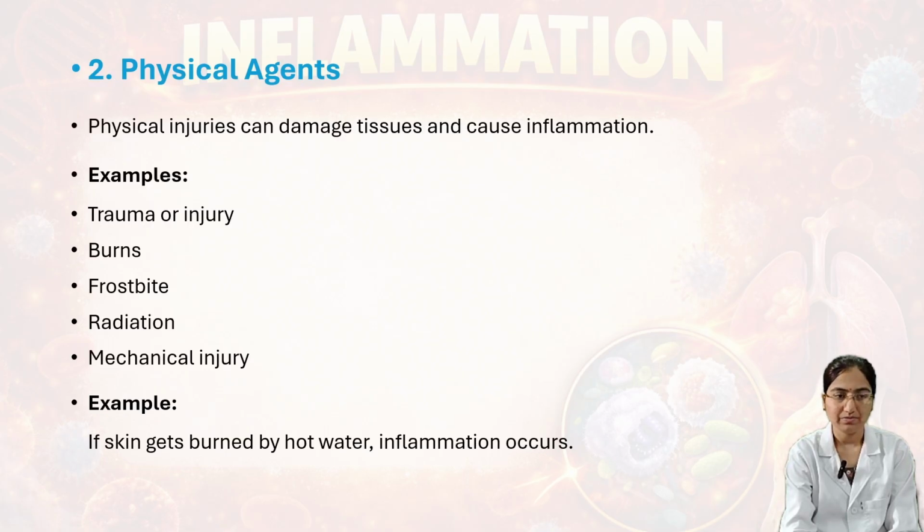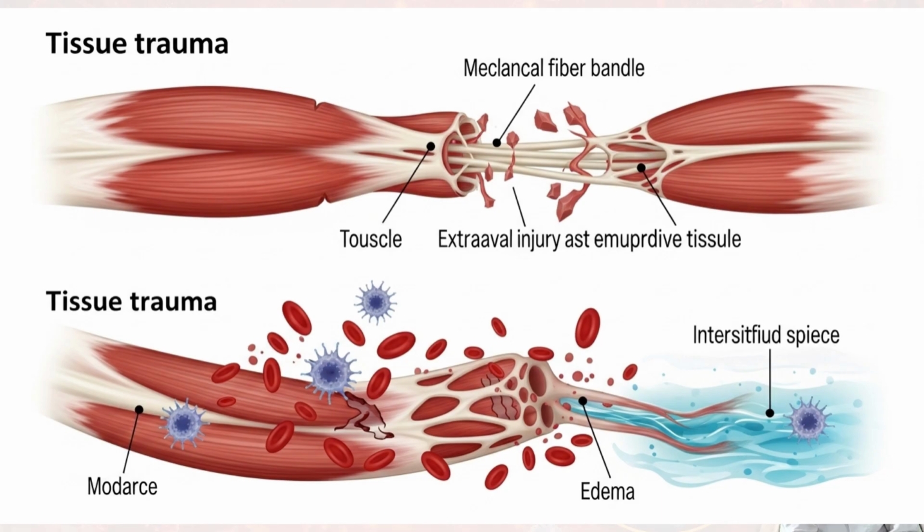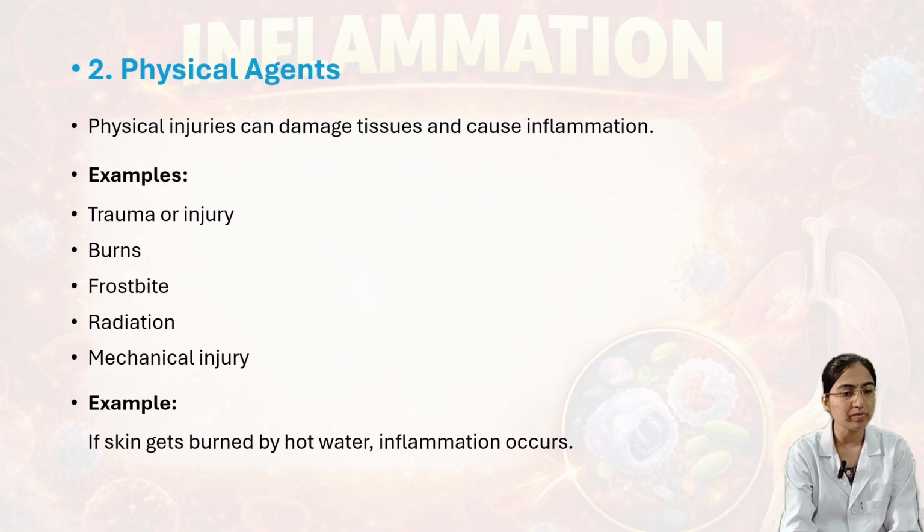Next we'll see physical agents. Already we have discussed infectious agents. Now we are going to discuss physical agents. Physical injuries can damage tissues and cause inflammation. For example, trauma or injury, burns, frostbite, radiation, and also mechanical injuries. For example, if skin gets burned by hot water, inflammation occurs.